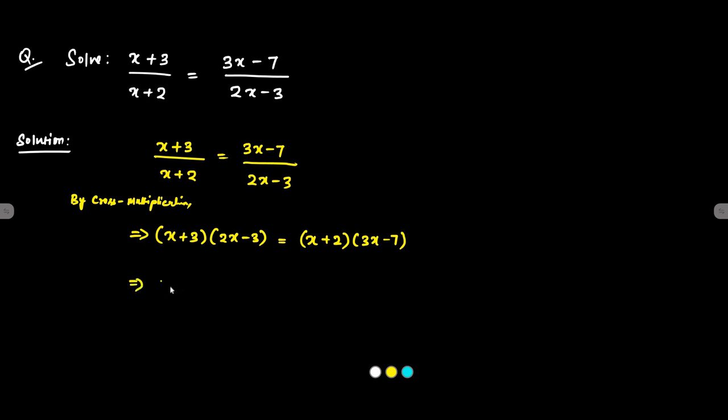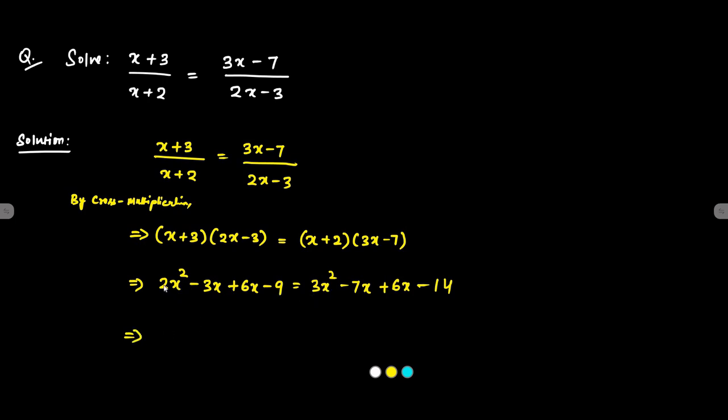Okay, that implies x into 2x, that is 2x square, minus 3x plus 6x minus 9, that is equal to 3x square minus 7x plus 6x minus 14.